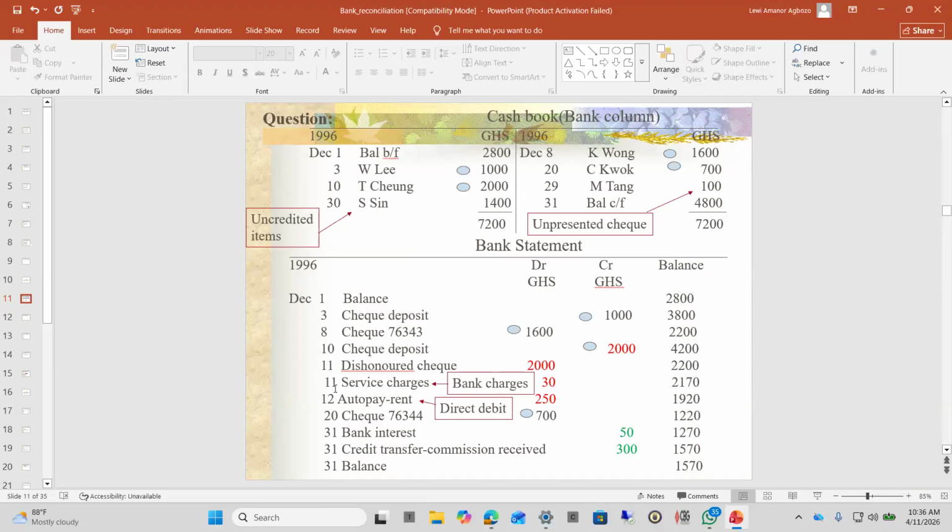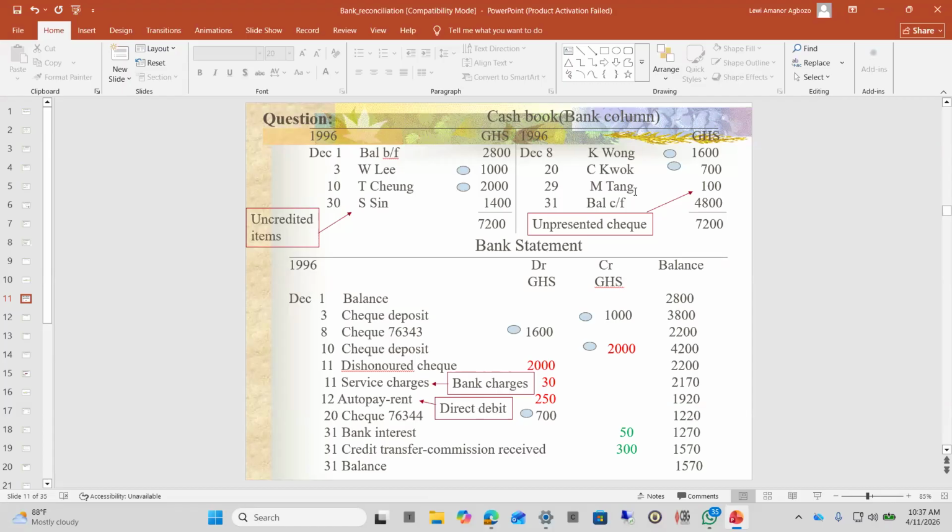So we come to the 12th December. We didn't make any payment or receive any money, but we noticed there was a payment in our bank statement, and it is an automatic payment for rent. So the bank debited our account with 250 cedis. When we took the bank statement, we noticed that we were supposed to have paid that rent and we didn't pay, but the bank paid it for us. But we didn't adjust our cash book. What should we do?